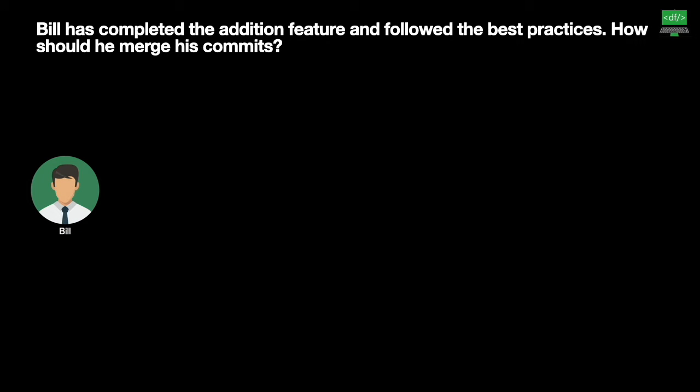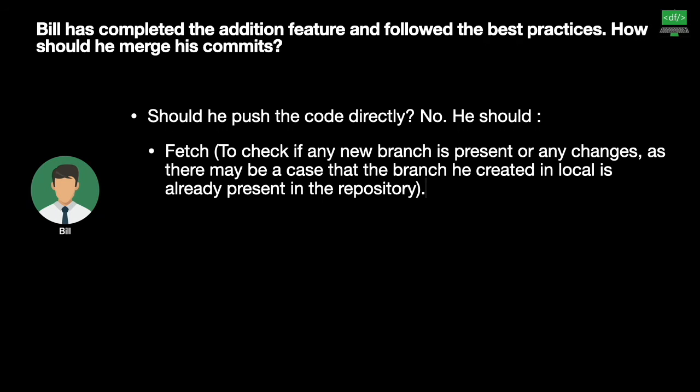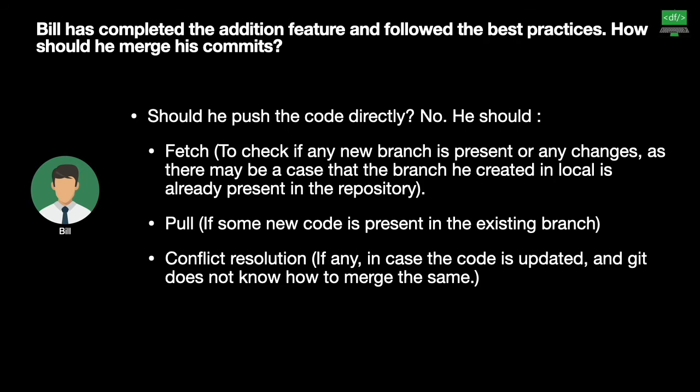Bill has completed the addition feature and followed the best practices. But he should not merge his code directly to master. He should fetch, pull, resolve any conflict, and commit and push his code to the branch.